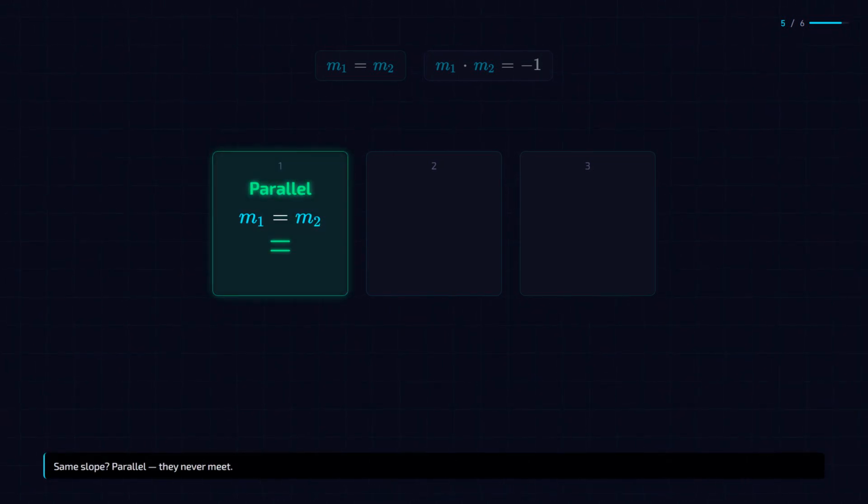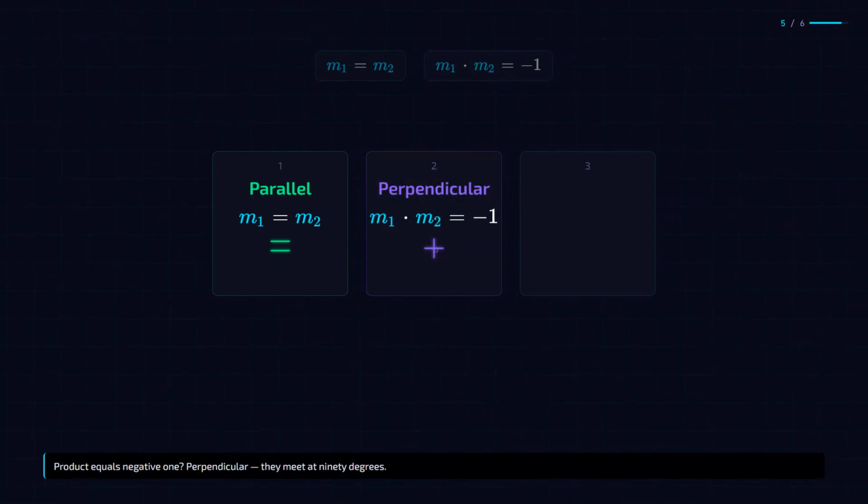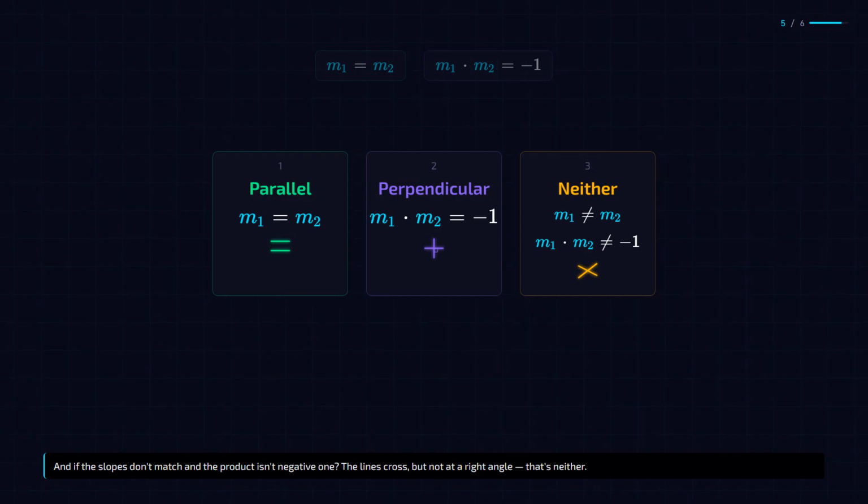Same slope, parallel, they never meet. Product equals negative 1? Perpendicular, they meet at 90 degrees. And if the slopes don't match and the product isn't negative 1, the lines cross but not at a right angle, that's neither. Try it.